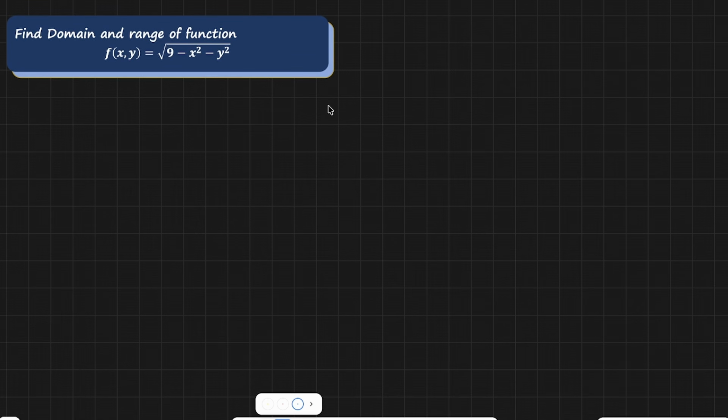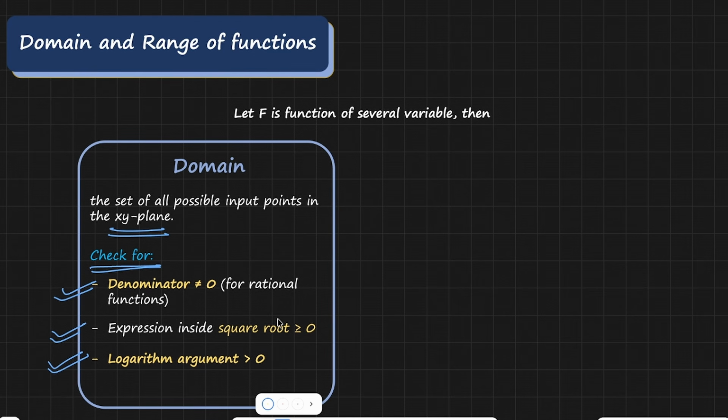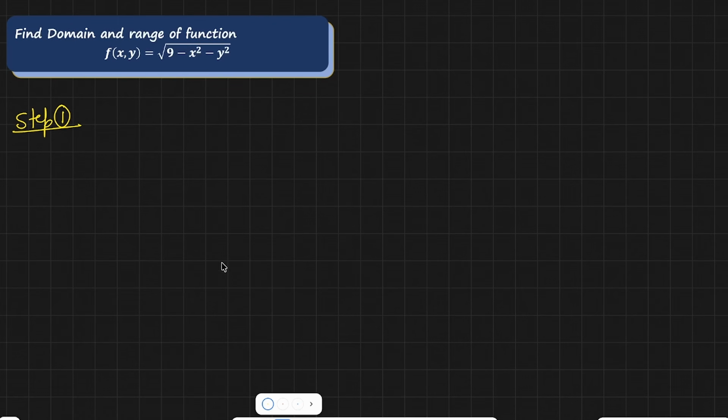Let's say we have this problem. Now I will explain step by step how to solve this particular problem. So what is the first step you should follow? I gave you three rules. Just see which kind of function this is. It is a square root function. If you have any square root function, whatever is written inside the square root should be greater than or equal to 0. What is written inside is 9 minus x square minus y square.